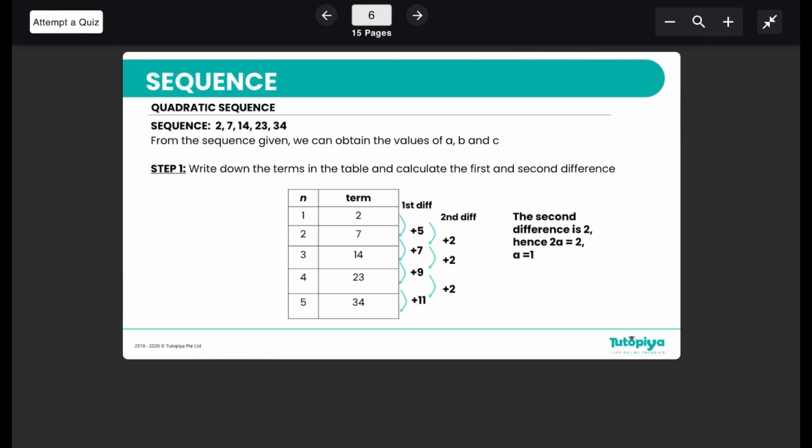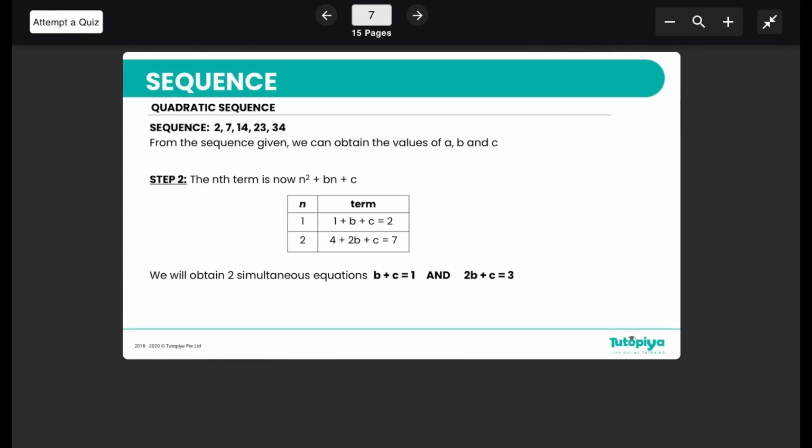So let's look at how you would work out this particular sequence example. 2, 7, 14, 23, 34. This time you still put it in a table, you still write the terms and you calculate the first difference, but you also have to calculate the second difference. When I calculate the second difference, you can see that it is 2. Remember we said that 2a is equal to the second difference. So therefore 2a is equal to 2, and from here I can work out that the value of a is 1.